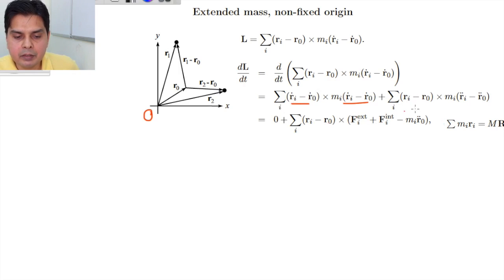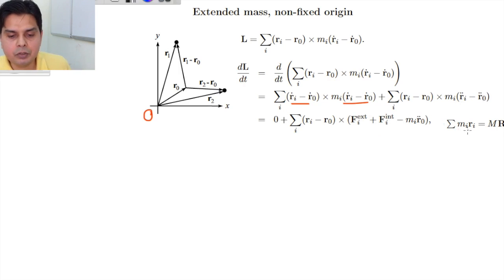This will be (Ri minus R0) cross Mi Ri double dot. Now what is this thing? Ri double dot we had used earlier. This is the acceleration of the ith particle. What will that be? That will be Fi external plus Fi internal, minus Mi R0 double dot. This is the acceleration of the origin.